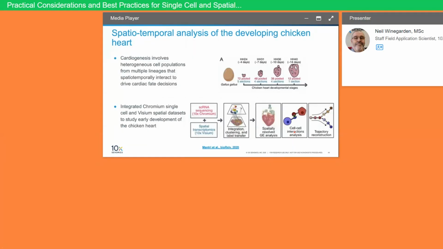Now, lest you think this only applies to human or mouse systems, this is a wonderful example from Montre et al., studying the developing chicken heart. Tissue sections from various points of development were taken and profiled using the Visium system. Similarly, tissues were dissociated into single-cell suspension and analyzed using the 10X Genomics single-cell platform. This data was then integrated and analyzed.